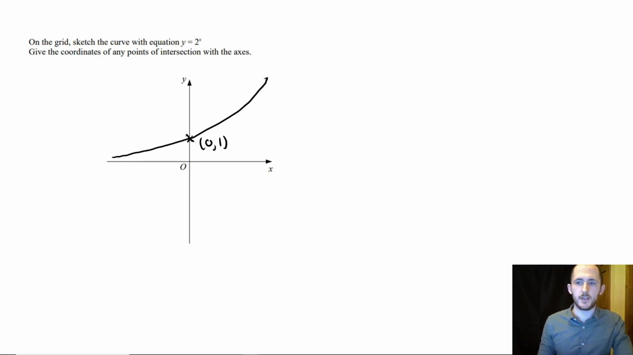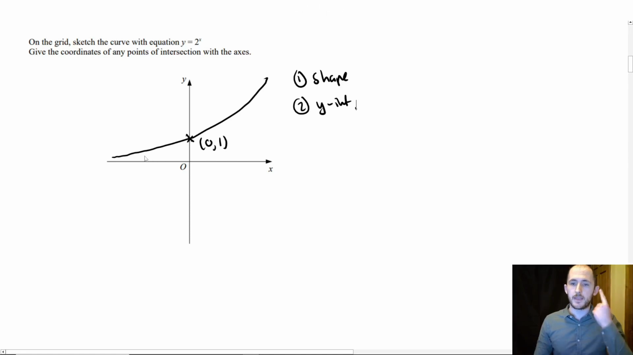So here's the marks that you can get. The first one is obviously the shape. The second one is for labeling the y-intercept, right? Now, what are they looking for for shape? The key thing is that this cannot touch the x-axis, and it can't look like it's going to. So make sure you level it off. For example, if I were drawing this and I made my graph touch the x-axis at all, you lose a mark. You lose the mark for the shape.